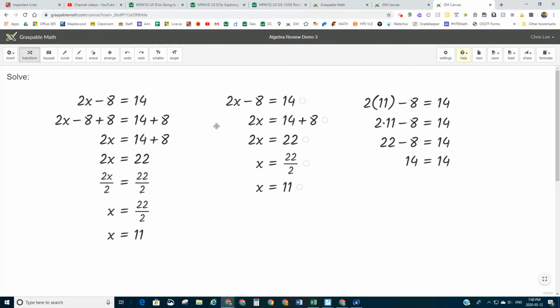So what I'd like you to do is try the example question to the left and see if you too can solve this two-step equation.